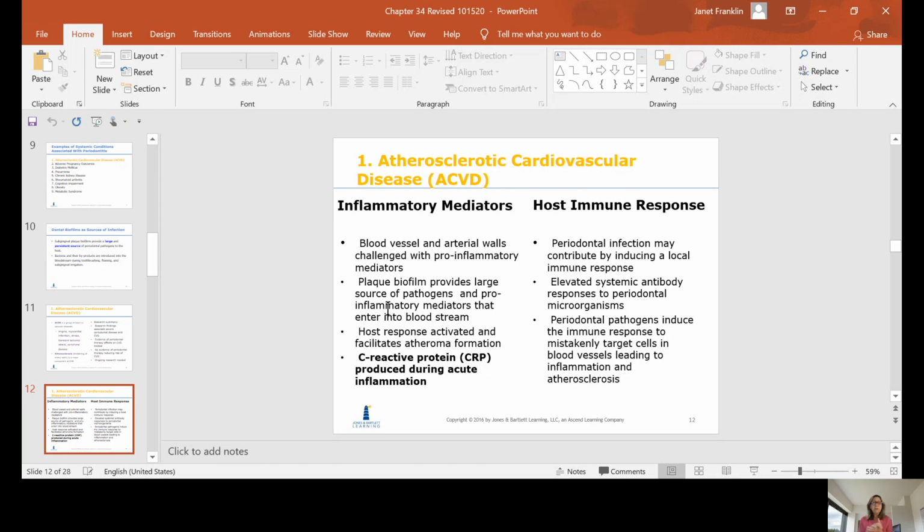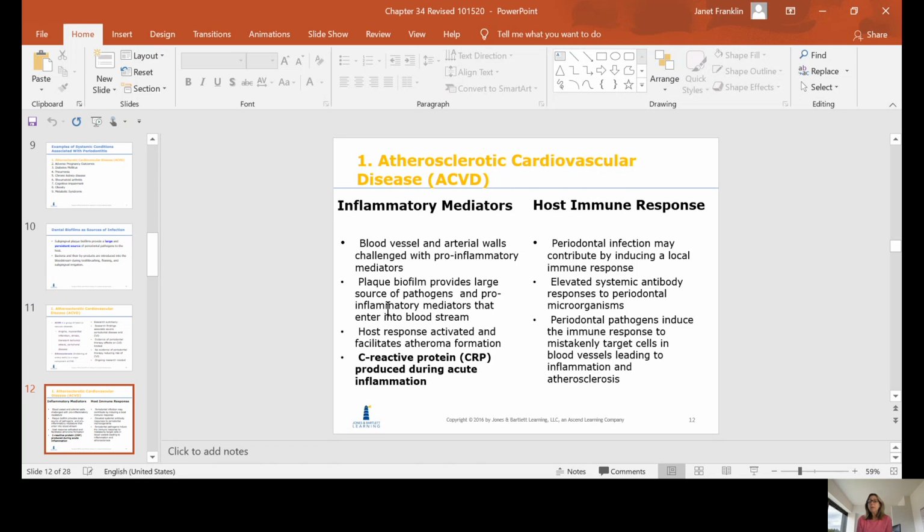There's something called C-reactive protein, or CRP, that's produced during acute inflammation. And there's a test that can be done during blood work called the CRP test, in which they test the level of C-reactive protein present in the blood. And higher levels of C-reactive protein are associated with cardiovascular diseases.